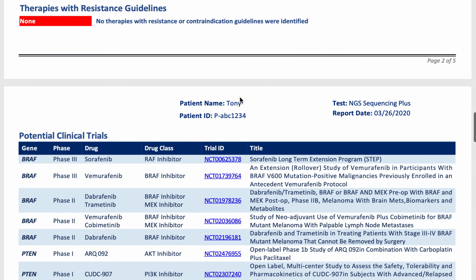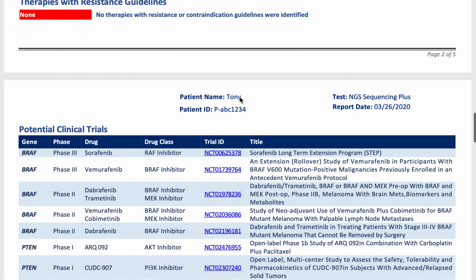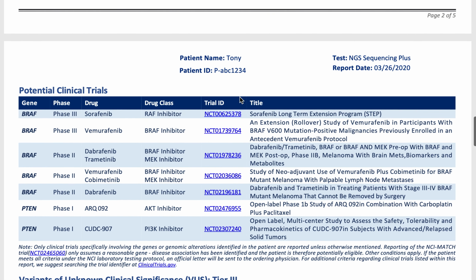Following that, there is a list of drugs that are currently experimental or under clinical trial for treating melanoma patients who have one of the gene variants listed on the report. There are several listed here for Tony, 5 for the BRAF variant and 2 relevant to the PTEN variant.